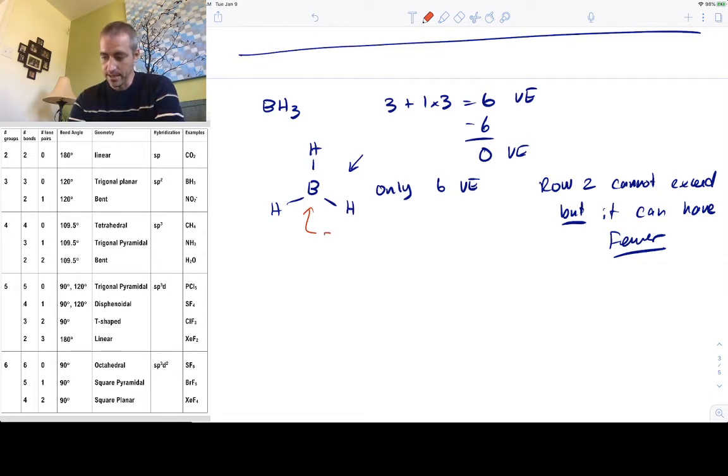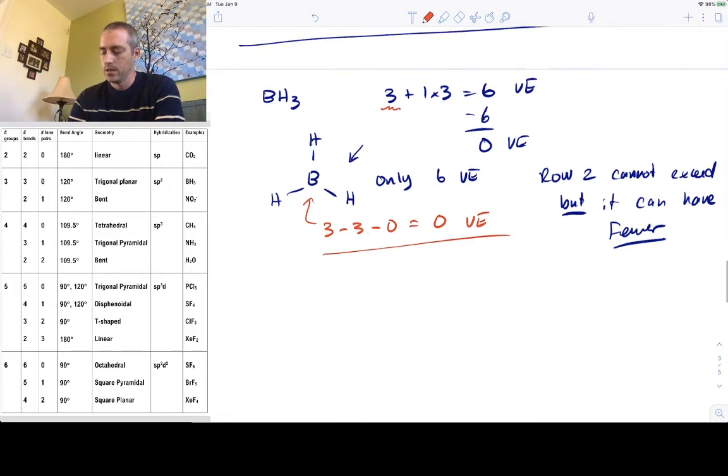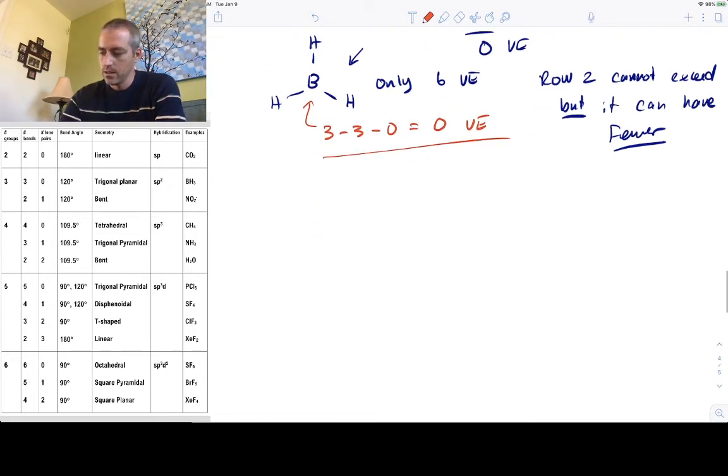The boron has 3 valence electrons that we get from its position on the periodic table. Subtract 3 bonds, subtract 0 lone pairs, equals 0 formal charge. Great. I'll do an interesting variation of that one, actually. There's another compound I'd like to look at called BF3.